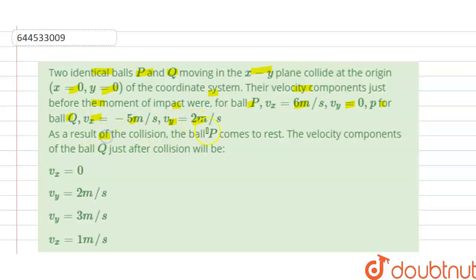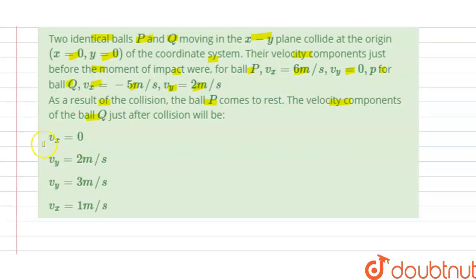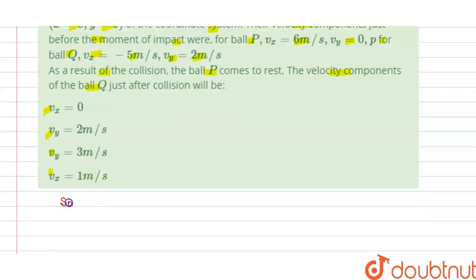As the result of the collision, ball P comes to rest, and the velocity component of ball Q just after the collision will be, options A, B, C, D are given here. So we have to find the correct option.